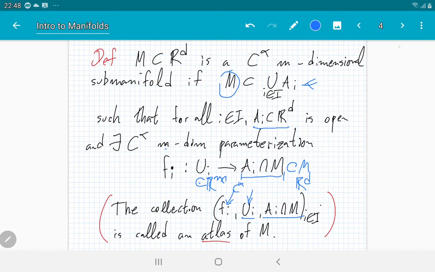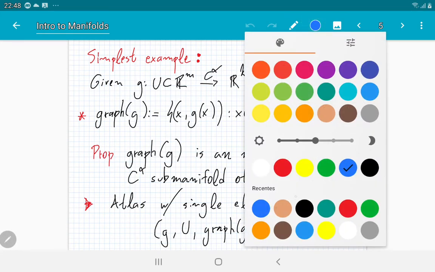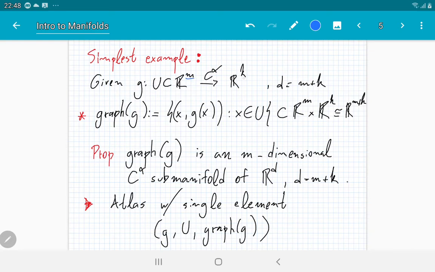Okay, the definition, if you have never seen it before, may sound a little bit abstract, so let's try it on a very simple example. It's a construction that we've seen before: the graph of a function. I give you a C^alpha function from R^m to R^k. The graph is the set of points (x, g(x)) where x belongs to U. If we were to draw this, this is R^m, this is R^k, and the graph is what it should be.